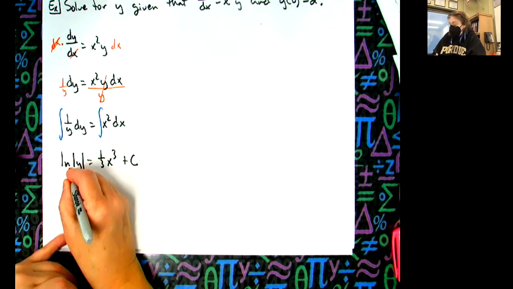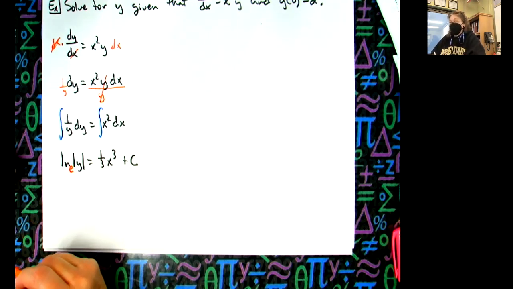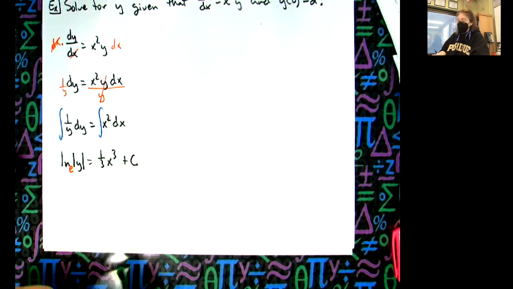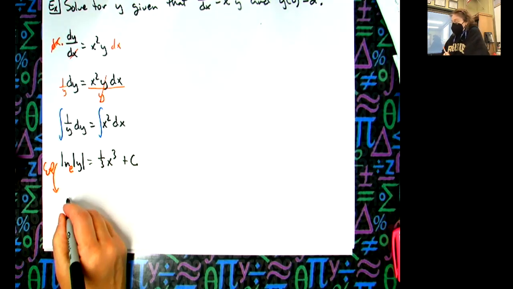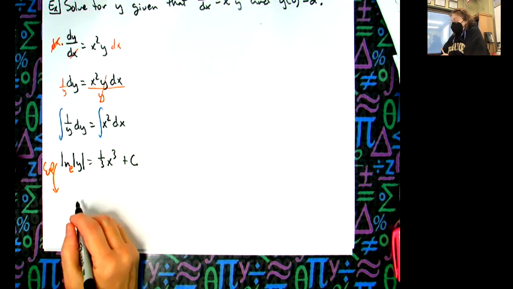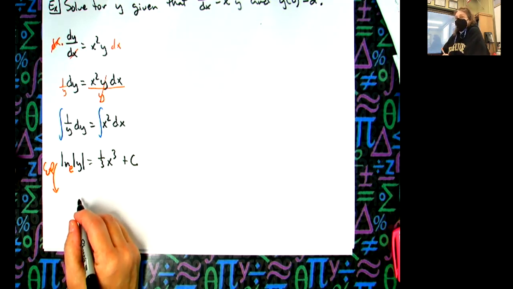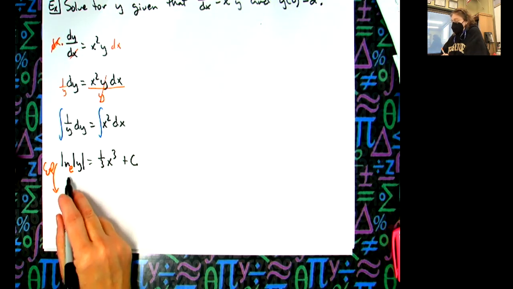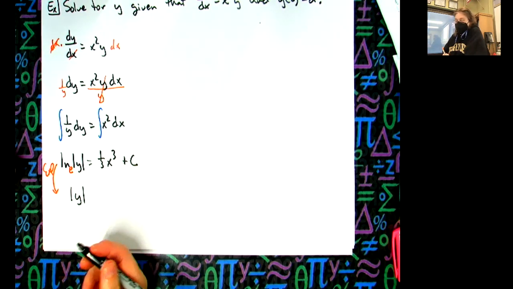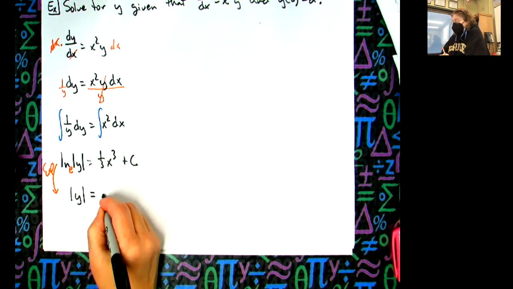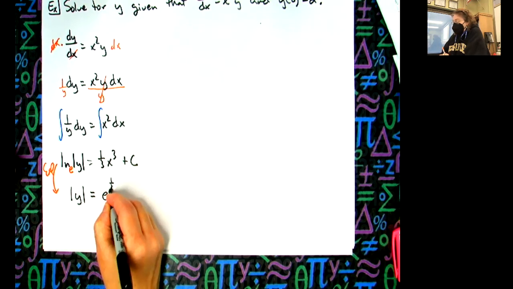Okay. Now we have to remember that this is logarithmic form and natural log has a base of e. So this is the new step where we rewrite into exponential form. If you want to save the rearranging, you know it's going to be e raised to this equals that. You can just write the absolute value on the left-hand side because you know it's going to be there. And then e raised to the 1/3 x to the third plus c. All right, so that's exponential form.